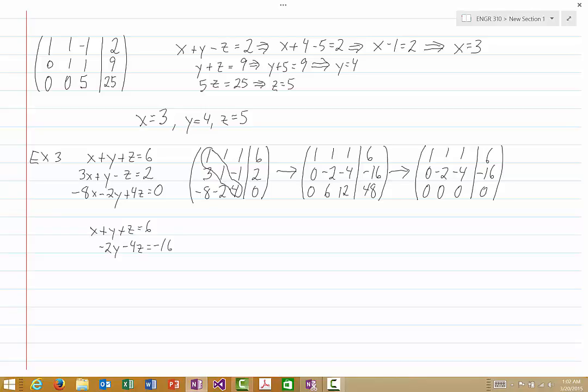So this is what happens when you have a system of equations that has infinitely many solutions. What will happen is that you'll get a row of all zeros in your augmented matrix. When that happens, that means infinitely many solutions.